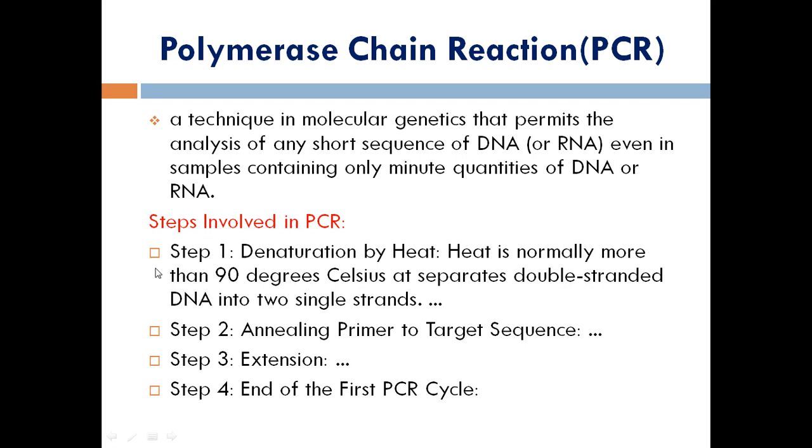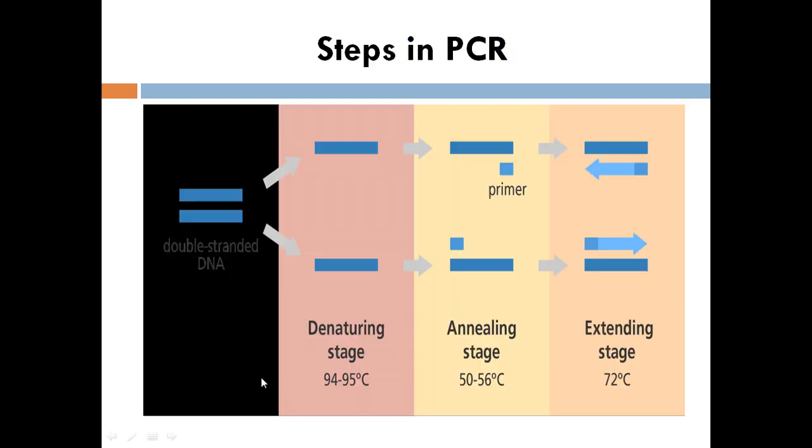The first step we call denaturation. The second one is annealing, and the third one is extension. Remember that we are going to use 3 things: denaturation, annealing, and extension. The steps have been given in this diagram.